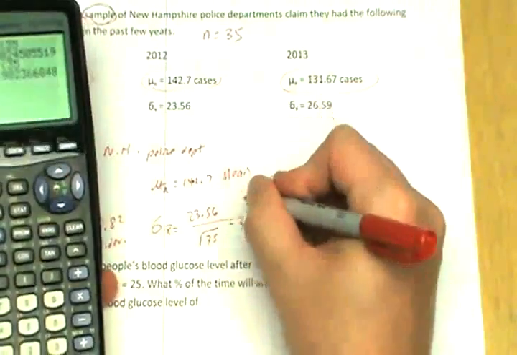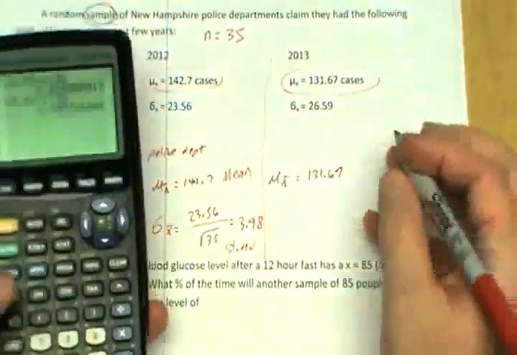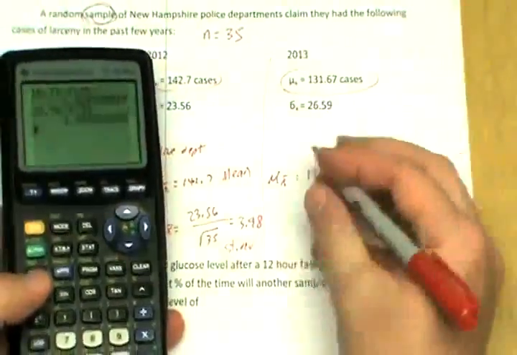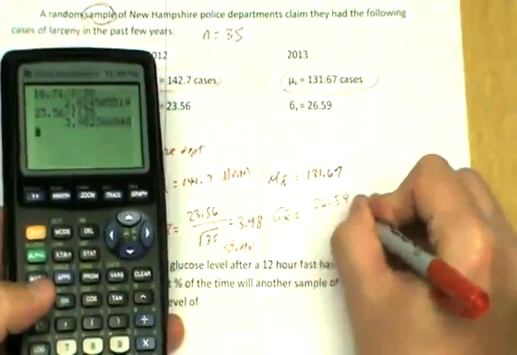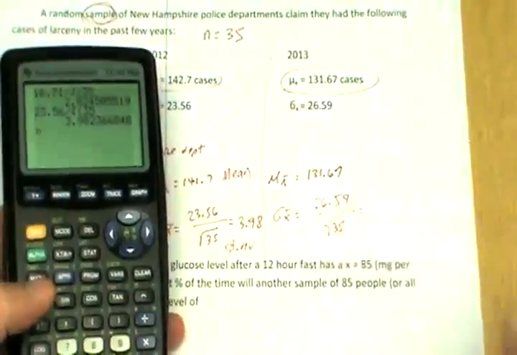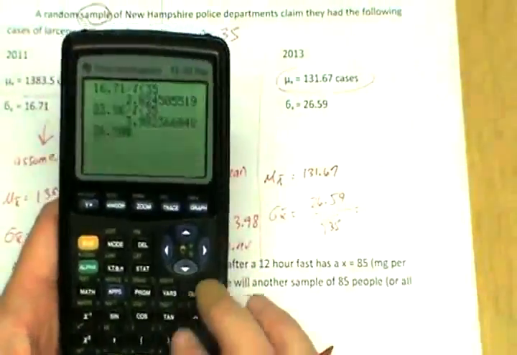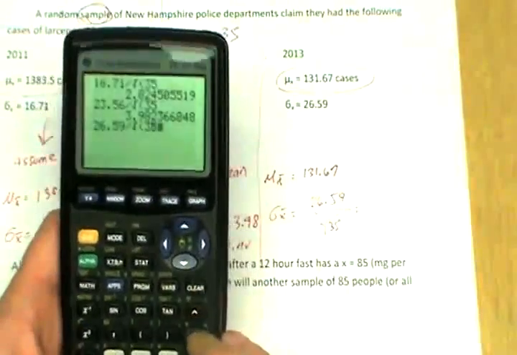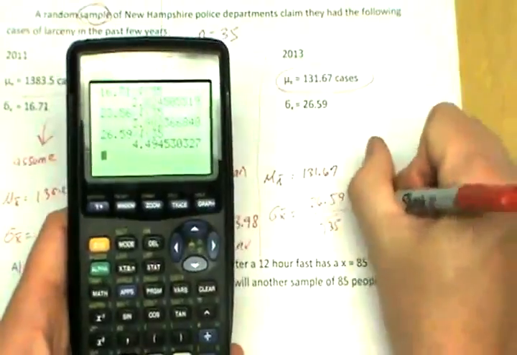Mean, standard deviation. For the third example, the mean stays the same, but the standard deviation we're going to take of the sample and divide by radical sample size. So we're going to take 26.59 and divide by radical sample size, and we're going to get back 4.49.